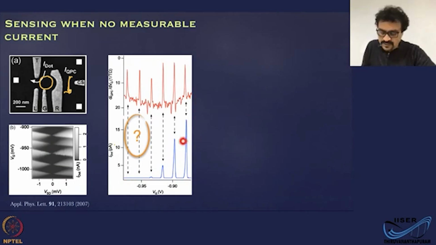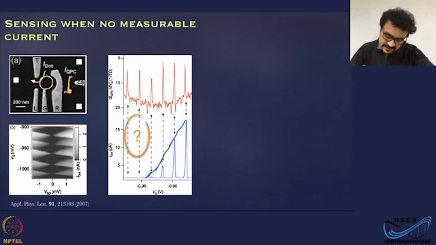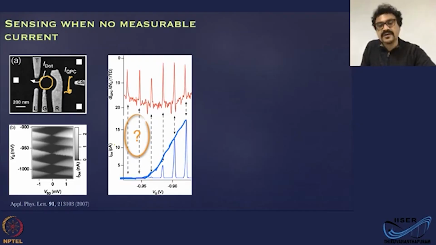The blue traces are the Coulomb blockade oscillations, and the red traces are the conductance through the quantum point contact channel, the conductance stage. Now, as you can see, the height of the blue trace goes down drastically, and you cannot see any sign of the Coulomb blockade oscillation beyond this point.